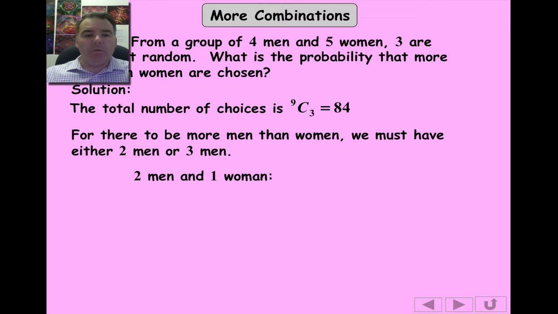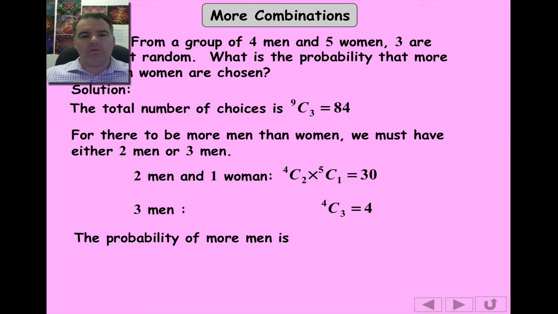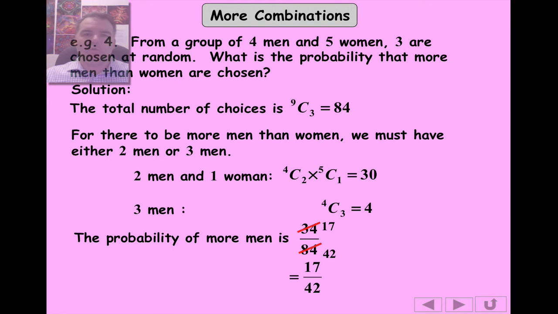For there to be more men than women, we've got to have 2 men or 3 men. So let's look at those cases individually. To choose 2 men and 1 woman: out of our 4 men we choose 2, out of the 5 women we choose 1. Multiply, that gives us 30. To choose 3 men in our team means out of the 4 men we choose 3, out of the 5 women we choose 0. 5 choose 0 is just 1, so that's 4. So there's 34 different ways of choosing this team with more men than women. The total number of ways is 84, therefore the probability is 34 out of 84, which you can simplify to 17/42 or give the decimal.